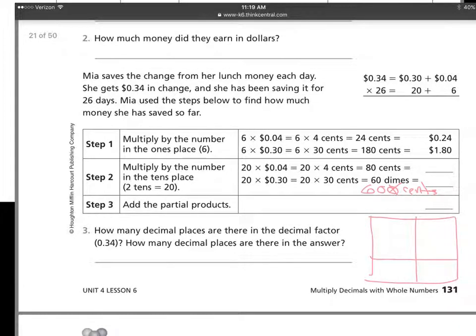They started with 34 cents and broke it into 30 plus 4, and 26 where they broke into 20 plus 6. And so you can see now where the first problem is coming from, 6 times 4 cents. Well, 6 times 4 cents would be right here, 6 times 0.04. The 6 times 30 cents would go here, 6 times 0.30. The 20 times 4 cents would go here, and the 20 times 30 cents would go here.